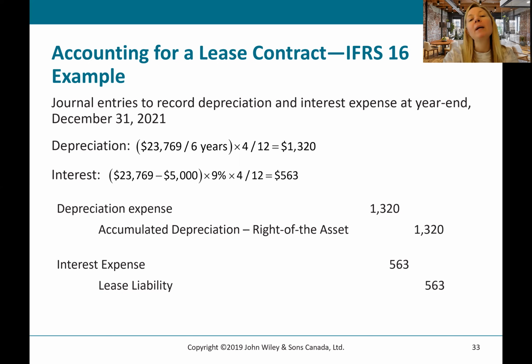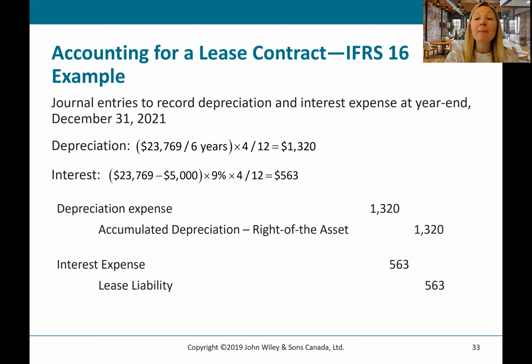And then we're going to multiply it by 4/12 here, because remember, it was September 1st. So that's 4 months, from September 1st to December 31st. So that gives us depreciation of $1,320. You can see the journal entry there is debit depreciation expense, credit accumulated depreciation, right of use asset. So it's important to note, of course, the depreciation expense is going through our income statement as an expense. So that's how we're recognizing rent expense in this period.